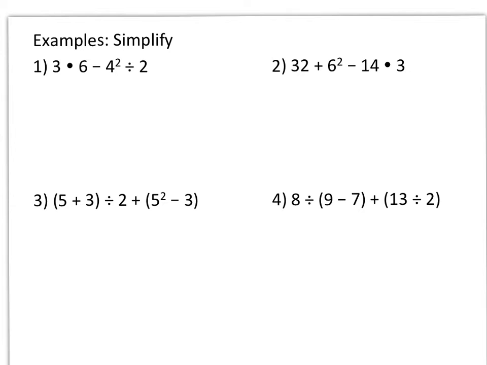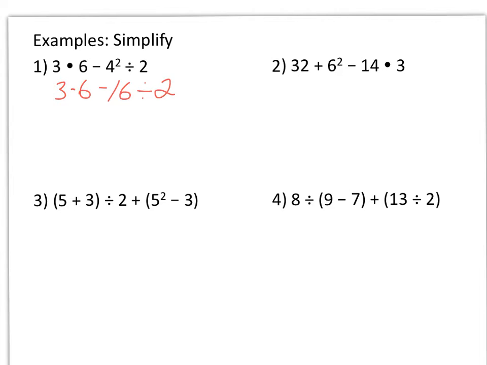Okay, let's look at some examples where we use the order of operations to simplify. Number 1 says 3 times 6 minus 4 squared divided by 2. There are no parentheses, so then we move to the next step, which is exponents. And there is one exponent. So we're going to rewrite the 3 times 6. 4 to the second is 16, 4 times 4. And then we have divided by 2.